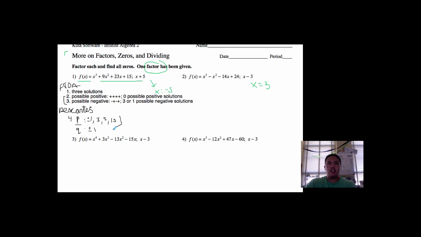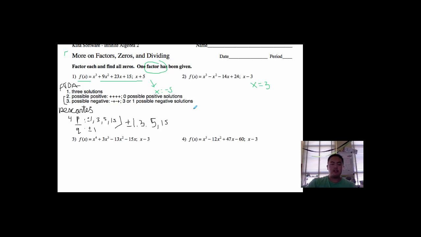So the rational root theorem, or rational zero theorem, says that all the possible answers are p divided by q, which, since I'm dividing all of them by 1, means all the possible answers are positive and negative 1, positive and negative 3, positive and negative 5, and positive and negative 15.